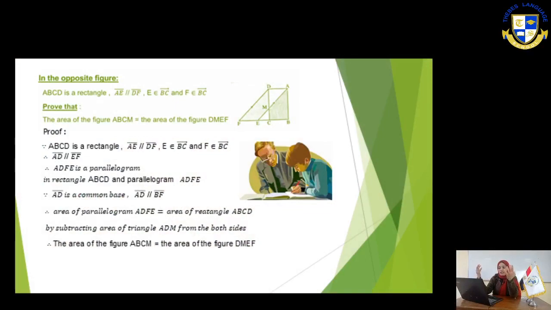By subtracting the area of triangle AMD from the two sides, we have the area of the figure ABCM equal to the area of DMEF. We have finished, and thank you for your listening.